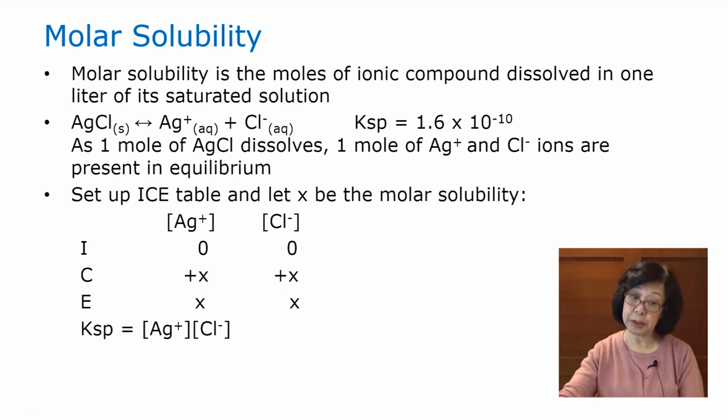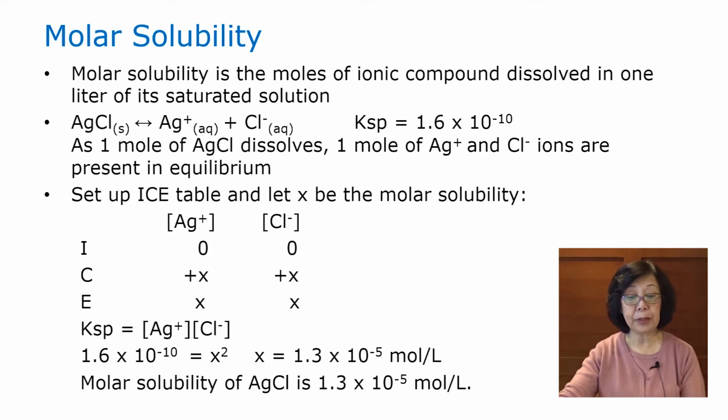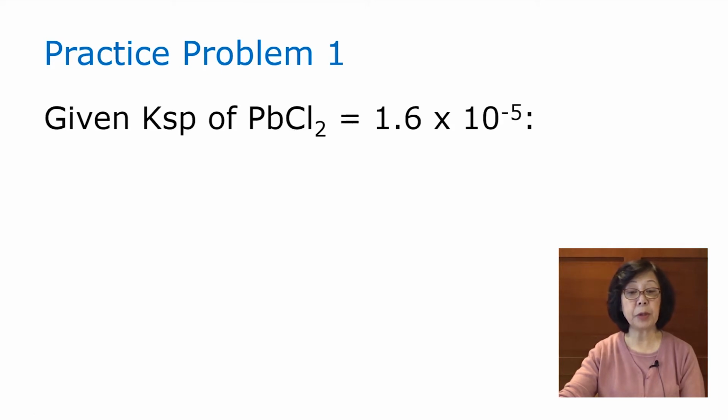Now we write the KSP expression equal to silver ion times chloride ion. And let the KSP be equal to X squared, and solving for X, which is 1.3 times 10 to the minus 5 mole per liter. That X represents the concentration of silver and chloride ion as well as the molar solubility of silver chloride. Now, numerically, they are the same, but they do mean different things. Try practice problem number 1.